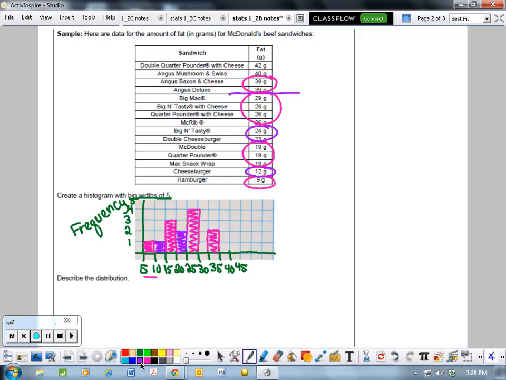And then when I go to the 40 to 45 bin, now that 40 is included in there, because the 40 is that lower bound. And the lower bound's always included. And that's our histogram.